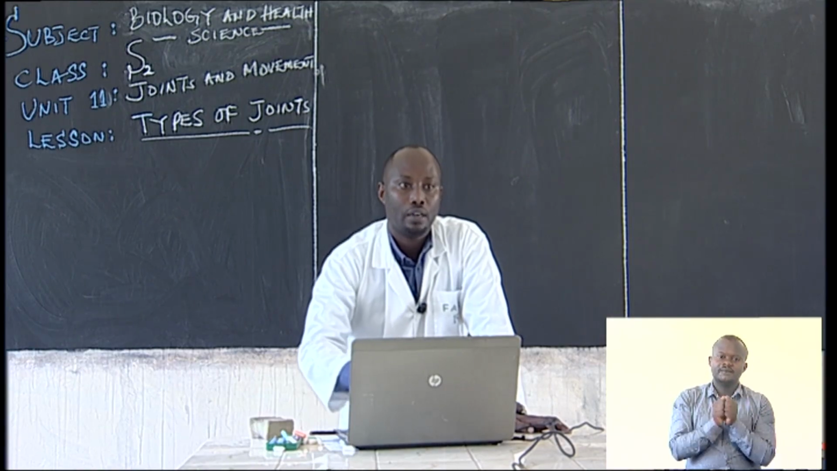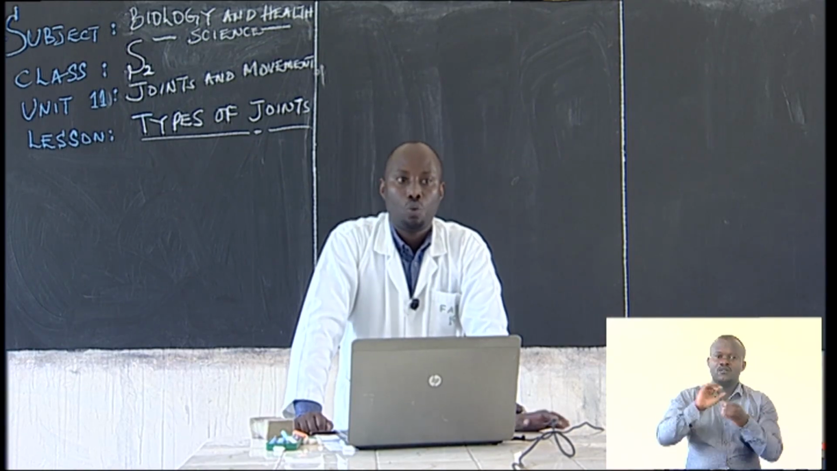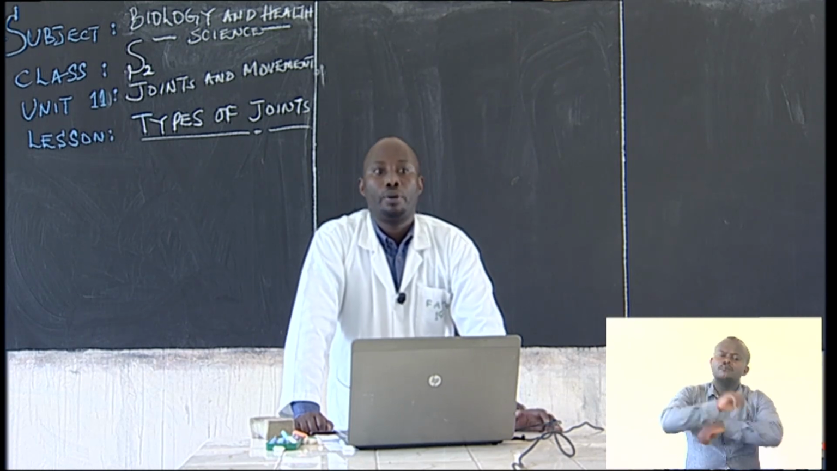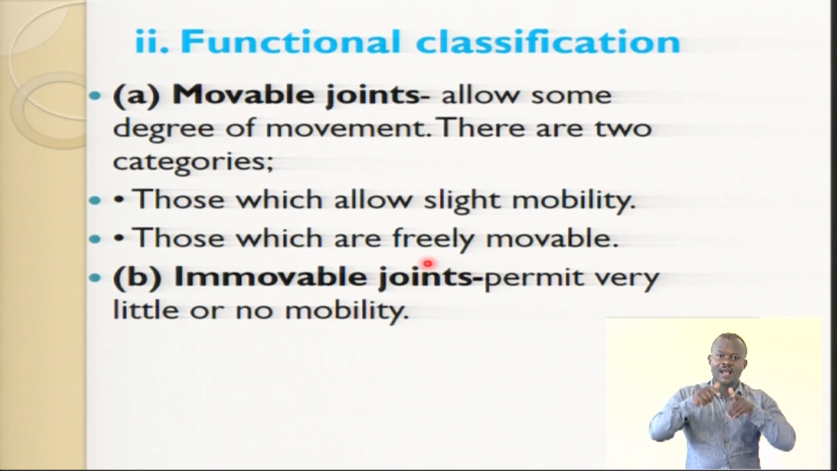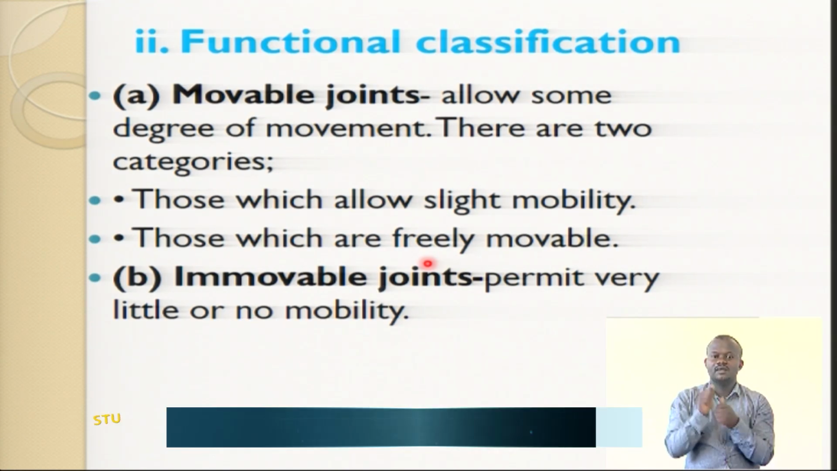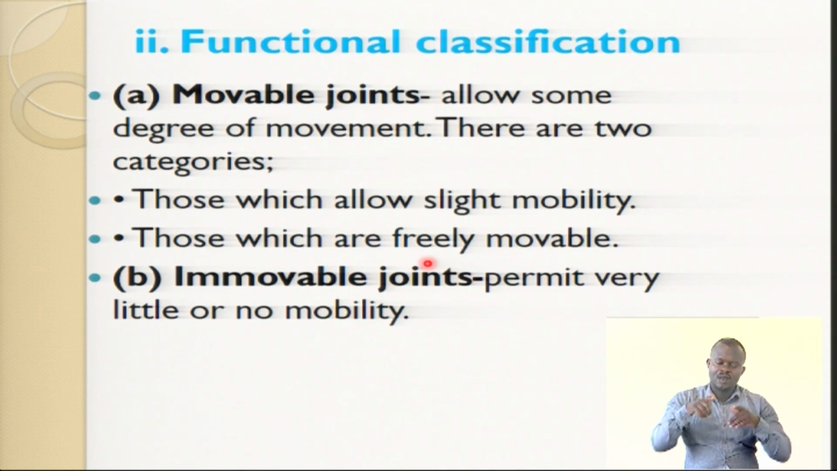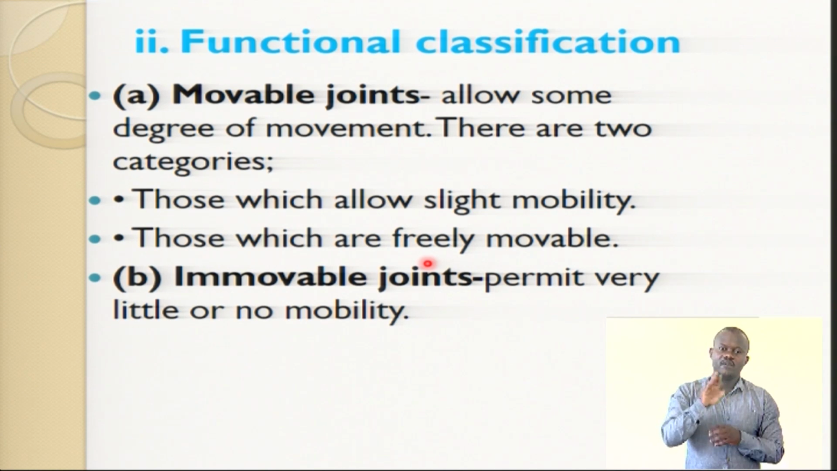We started with movable joints and immovable joints. What are movable joints? Student, what are movable joints? I said the movable joints allow some degree of movement, but not all movement. They are of two categories. There are those that allow slight mobility, and there are those which allow free movement. You are able to move.